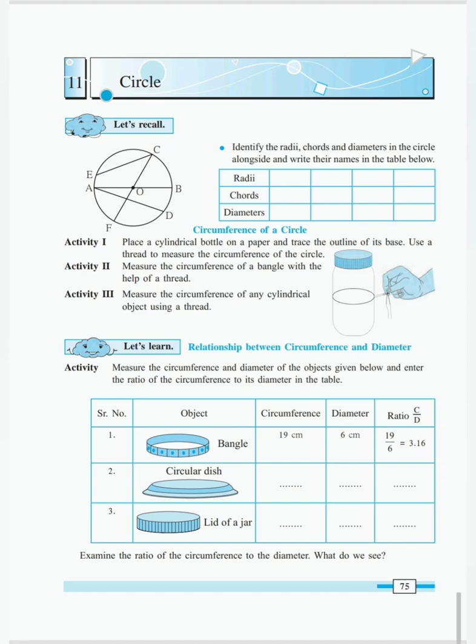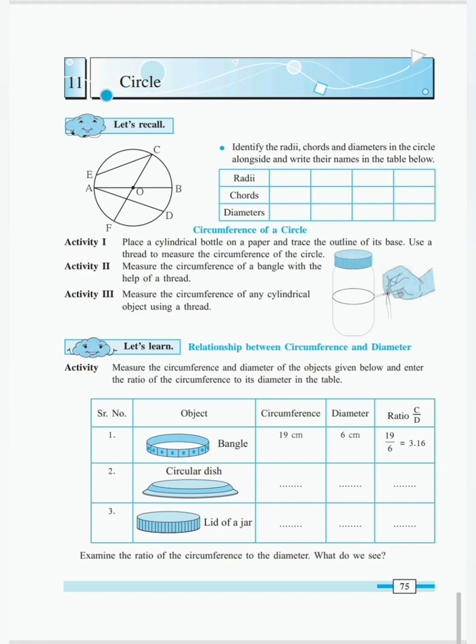If it is small, you can cut out the circle, bring it to a straight line, and then you can find out its length. But if the circle is very big in size, then how do we find out?